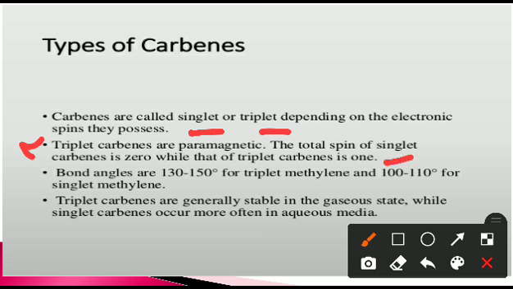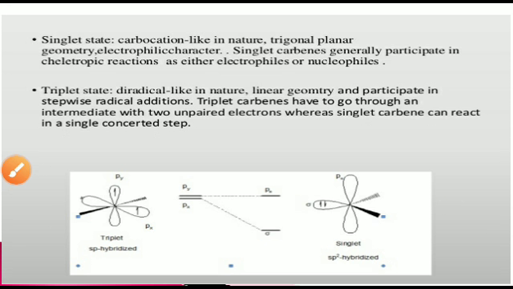Here the bond angle is 130 to 150 degrees for a triplet methylene and 100 to 110 degrees for the singlet methylene. The bond angle of triplet methylene is what? 130 to 150 degrees, and for the singlet methylene is what? 100 to 110 degrees. The triplet carbenes are generally stable in the gaseous state, while the singlet carbenes occur more often in aqueous media.